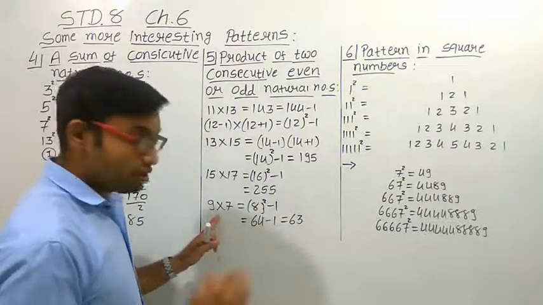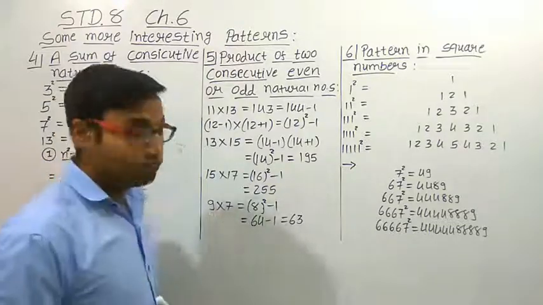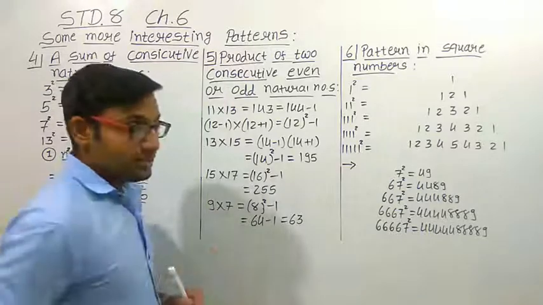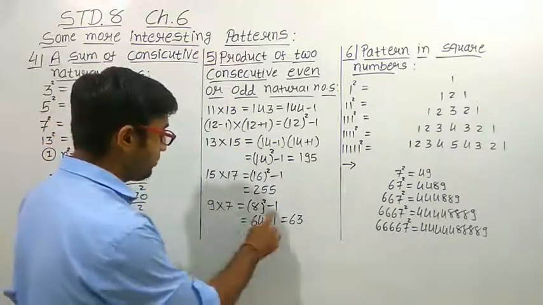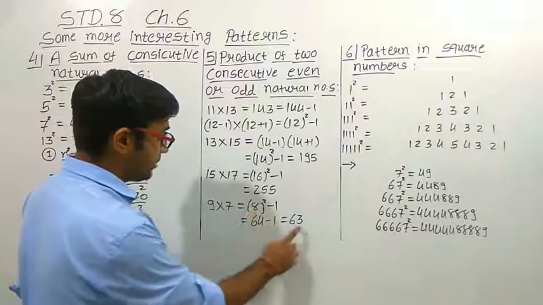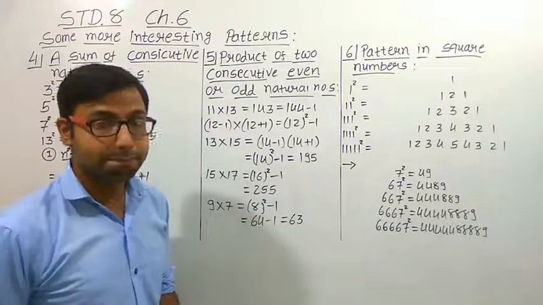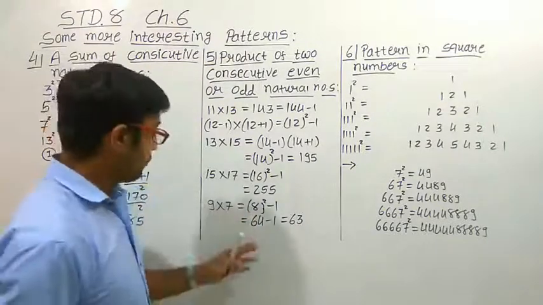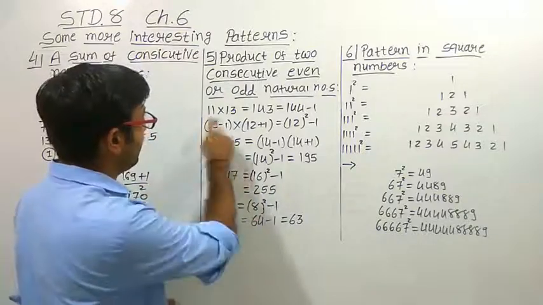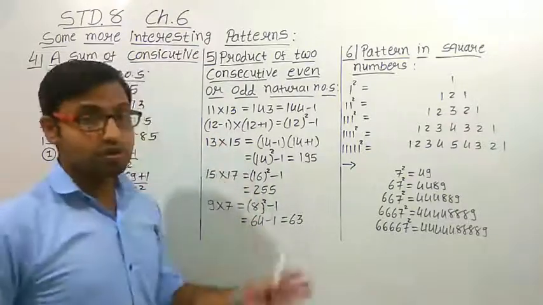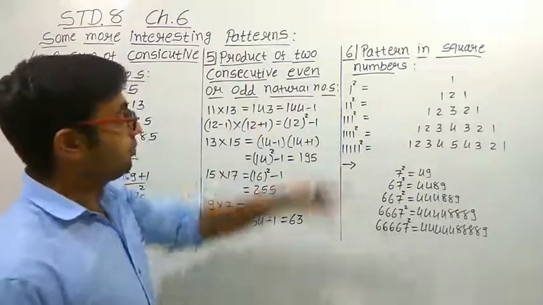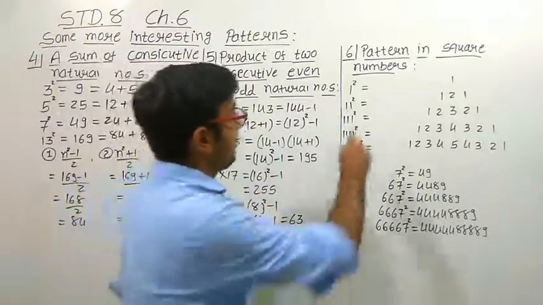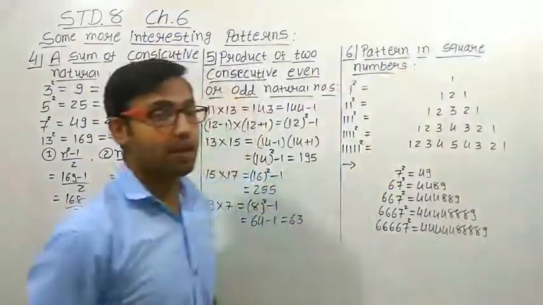Okay, now consider the smaller numbers 9 and 7. In between 7 and 9, which natural number is that? 8. So 8 square minus 1, 8 square is 64, minus 1, that is 63. Got it? So whenever we want to find the product of any two consecutive odd numbers, we can use this pattern. Right? Now consider the sixth pattern, that is the pattern in square numbers.